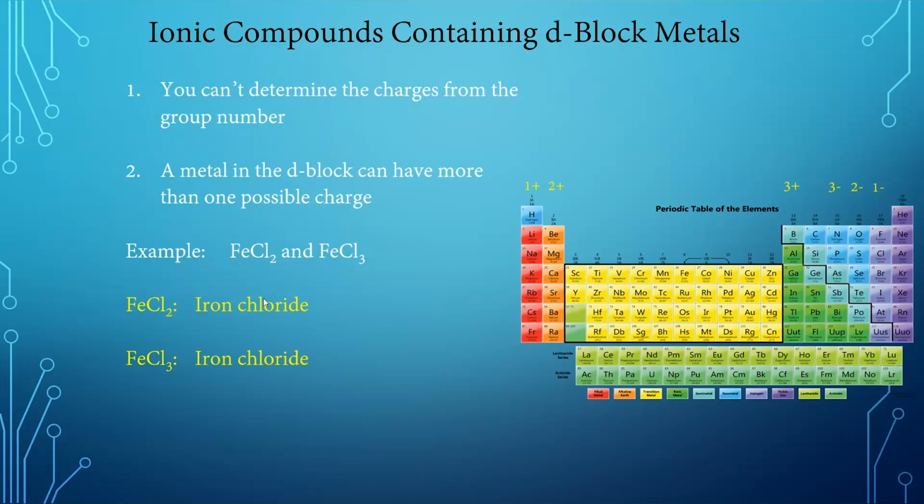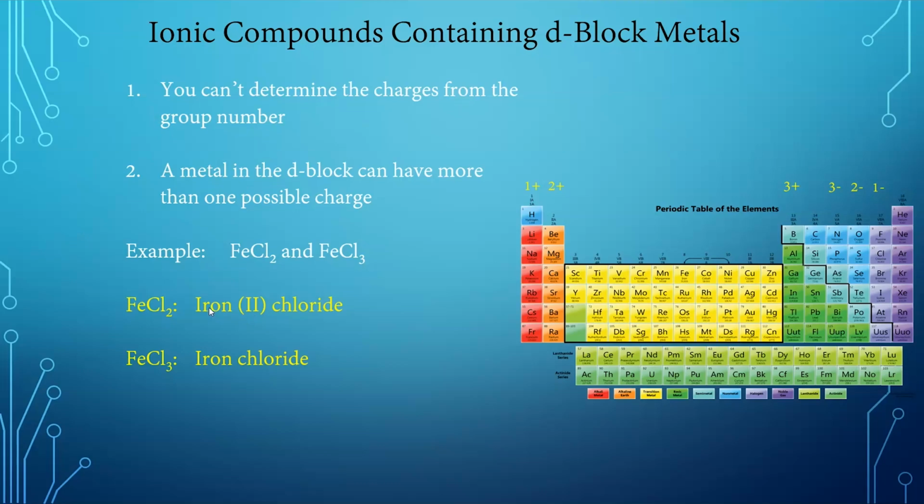If I had two students with the same first and last name, I would probably use their middle name or middle initial to distinguish between the two. We're going to do sort of the same thing here. What we do with ionic compounds in the D block, and it also applies to the F block, is we're going to add something in between the iron and the chloride. And what we're going to add is a Roman numeral.